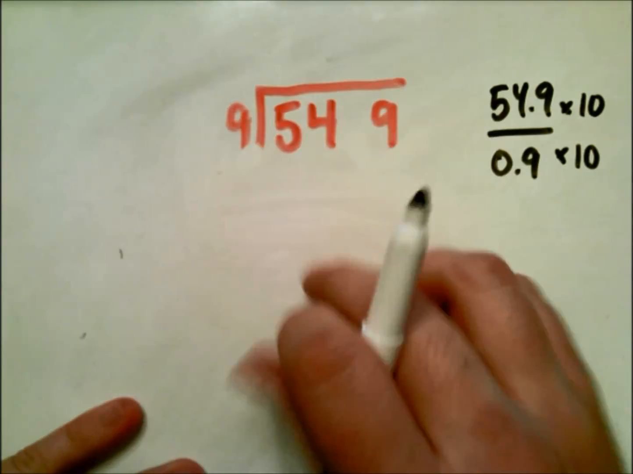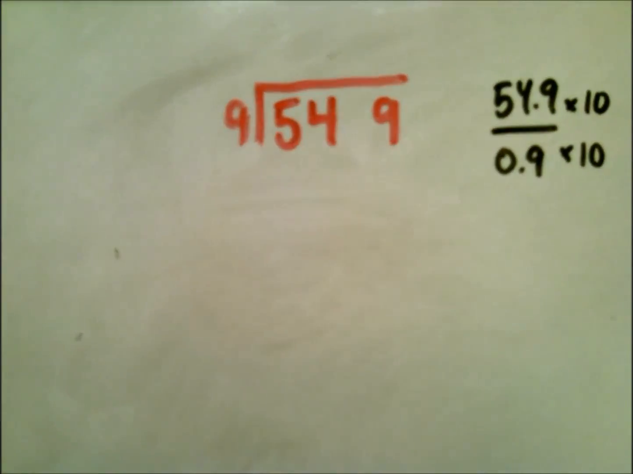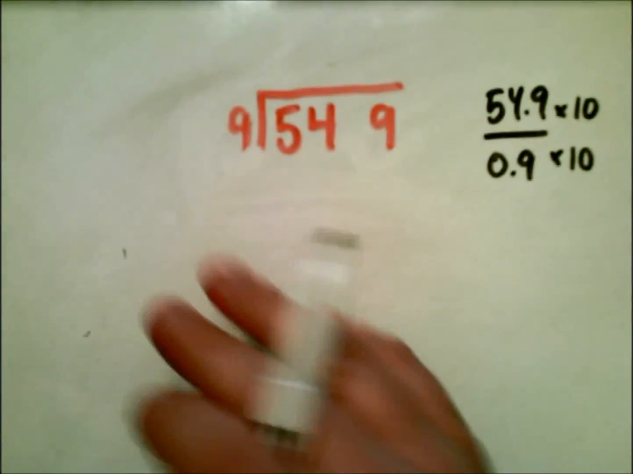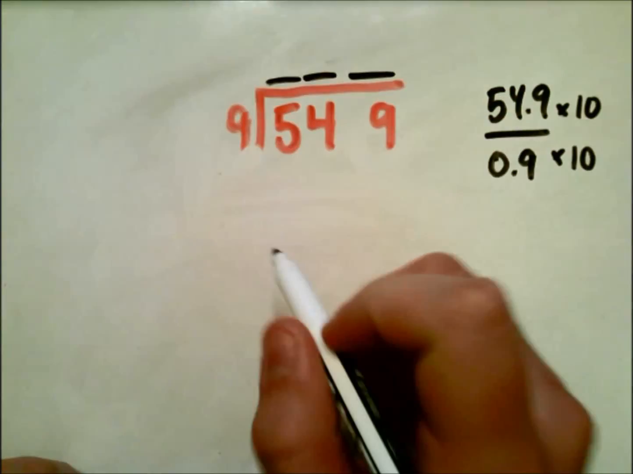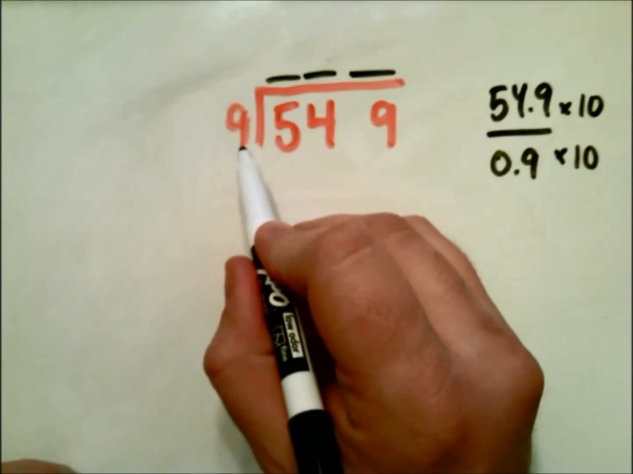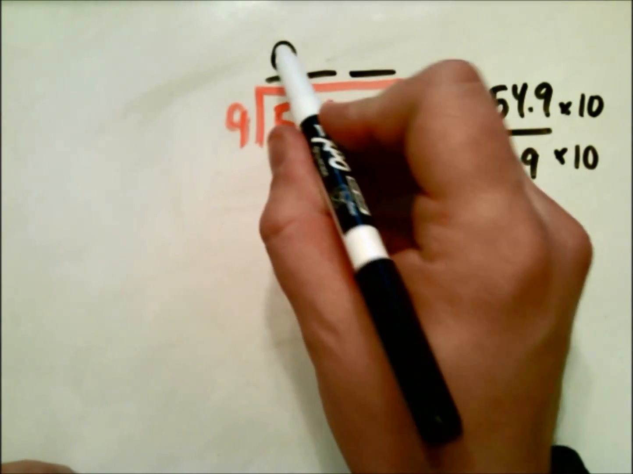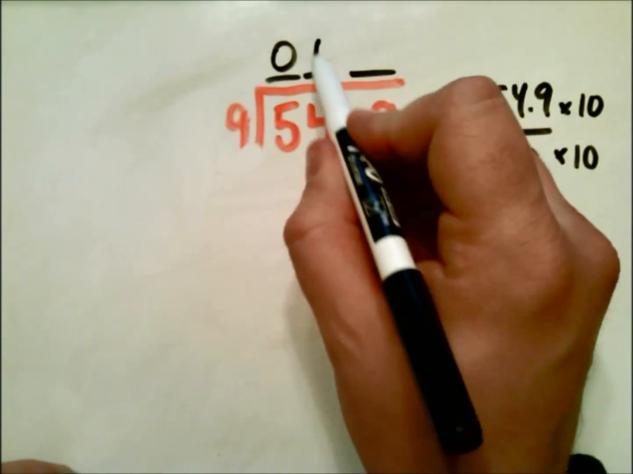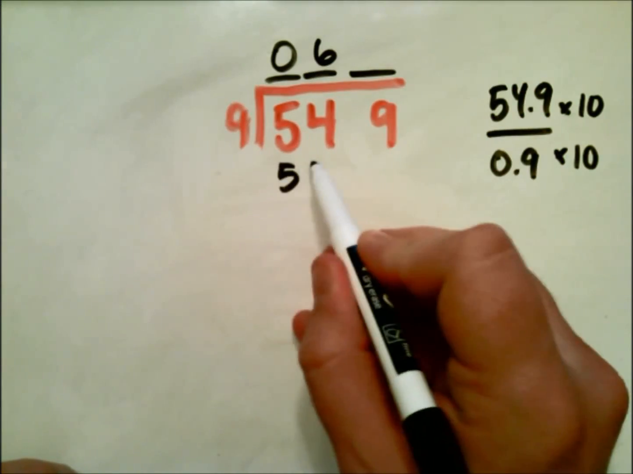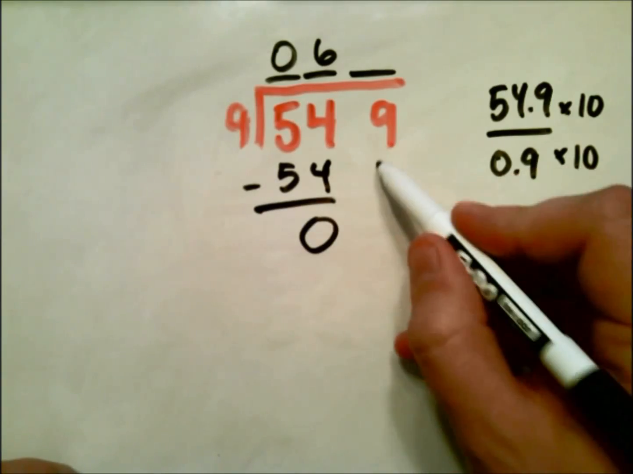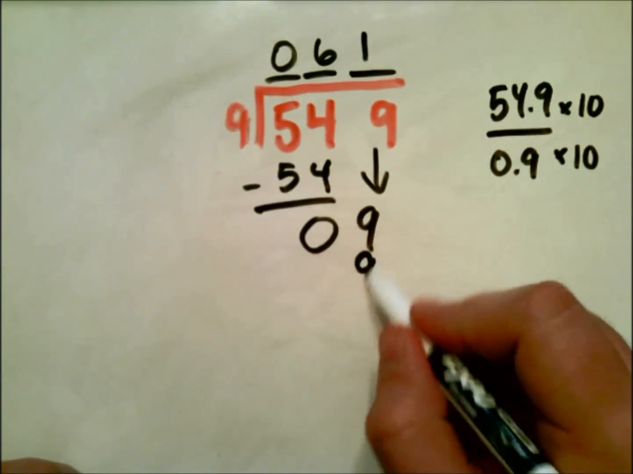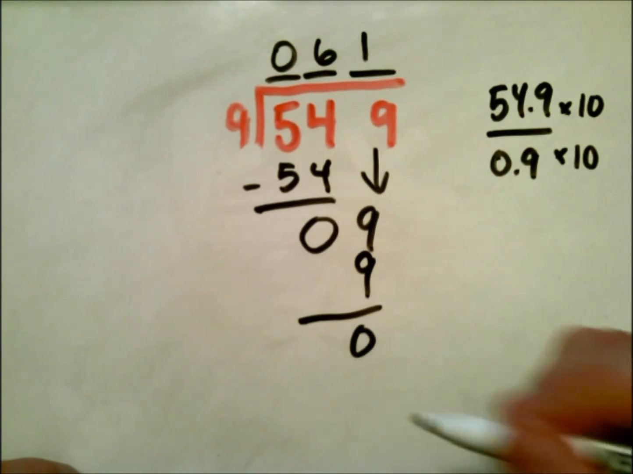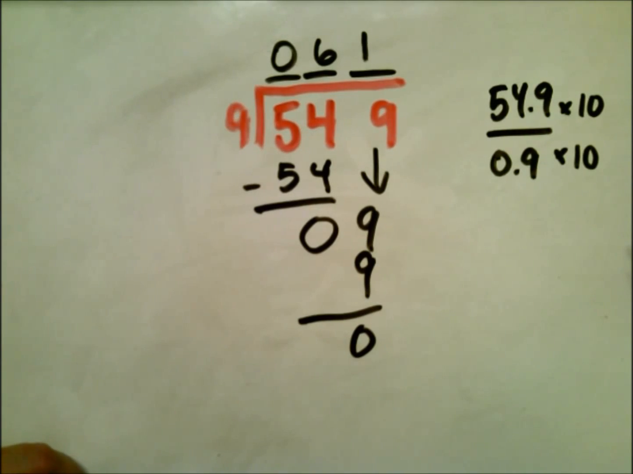So we will do that, okay? And we're going to get the same answer. I'll show you at the end how to check and just make sure. But let's make sure that we are putting our dashes where they need to be. 9 goes into 5 0 times. 9 goes into 54 6 times. 6 times 9 is 54. Subtract those, we get 0. Bring down the 9. 9 goes into 9 once, and that evens out. So our answer here is 61.